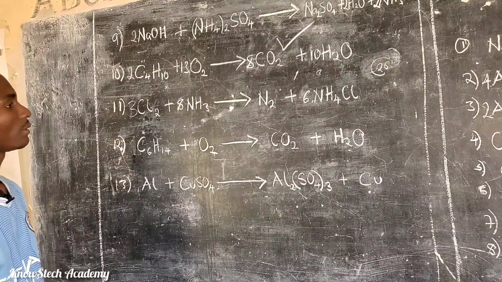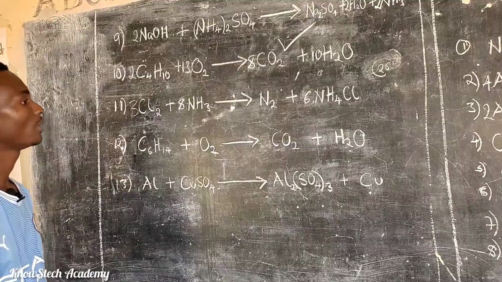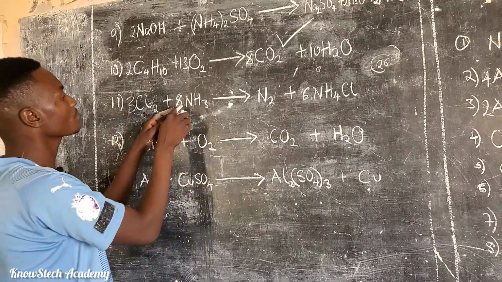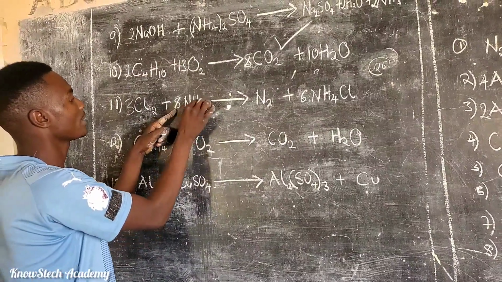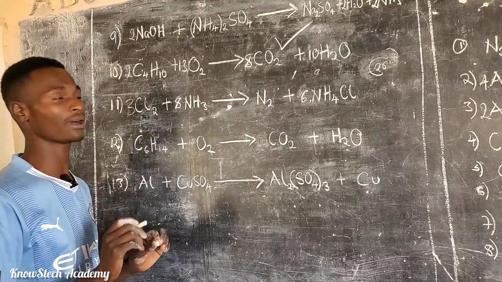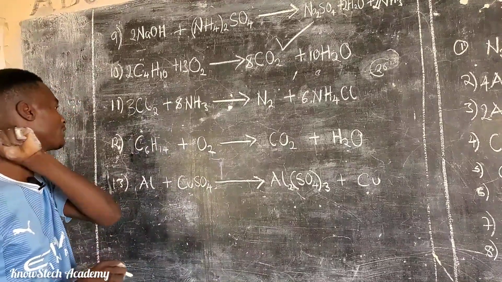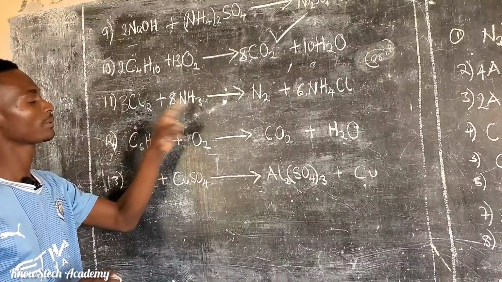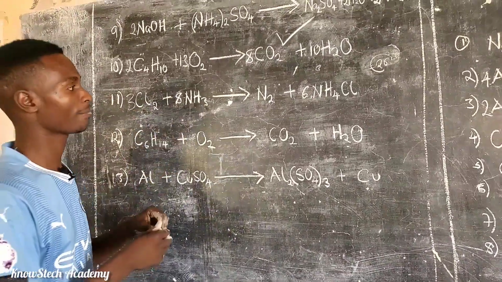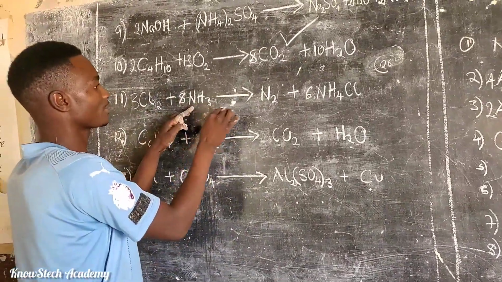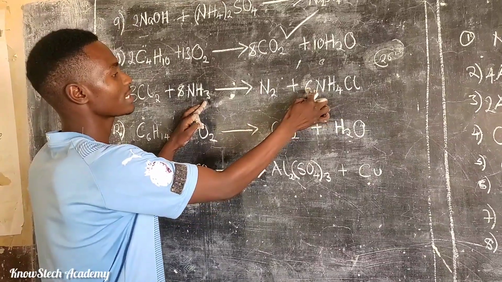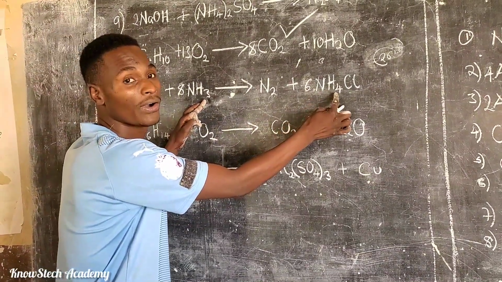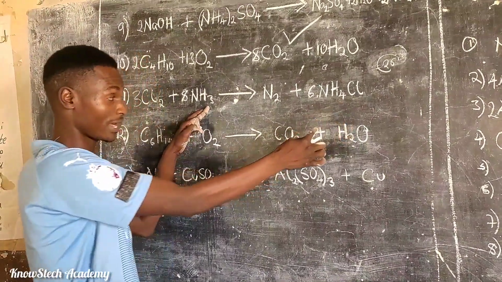Then we go to hydrogen. Because of the 8 that has been introduced here, the number of hydrogen atoms also has been affected. So 8 times 3, 24, right? 8 times 3 is 24. Then what is 6 times 4? 24, right?